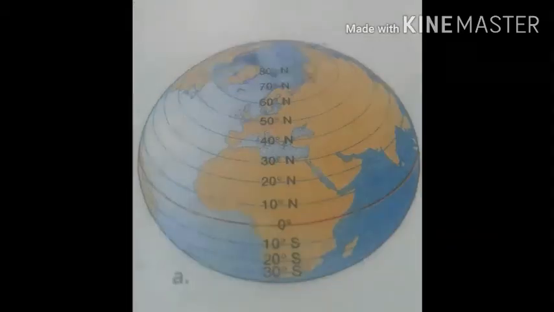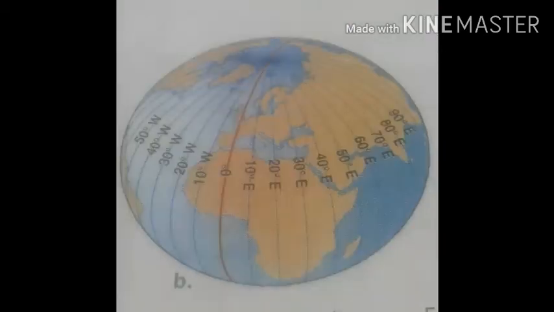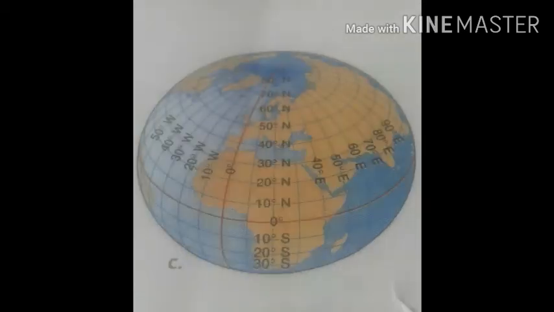Now the next heading is parallels and meridians. You know that every globe has two sets of circles. One set runs from east to west, parallel to the equator, which is why they are called parallels. The second set of lines runs from north to south and passes through the north pole and south pole. The line between the north pole and south pole is called a meridian. These parallels and meridians can be used to define the location and direction of any place on the globe.